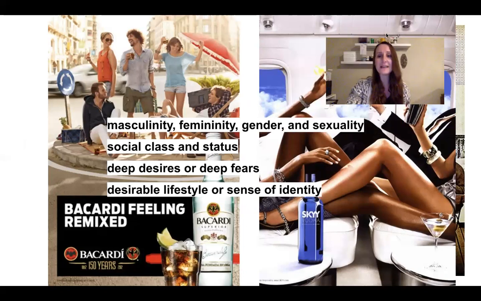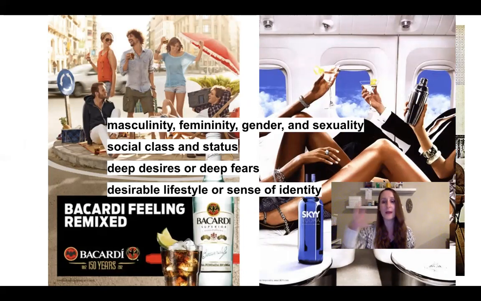So look at these ads. Alcohol ads are always sort of ripe for analysis. So think about what these ads say about masculinity. Think about what they say about femininity and gender and sexuality. What do they say about social class and status? So you can notice there's a big difference between the portrayal of sexuality and also the portrayal of class and status.